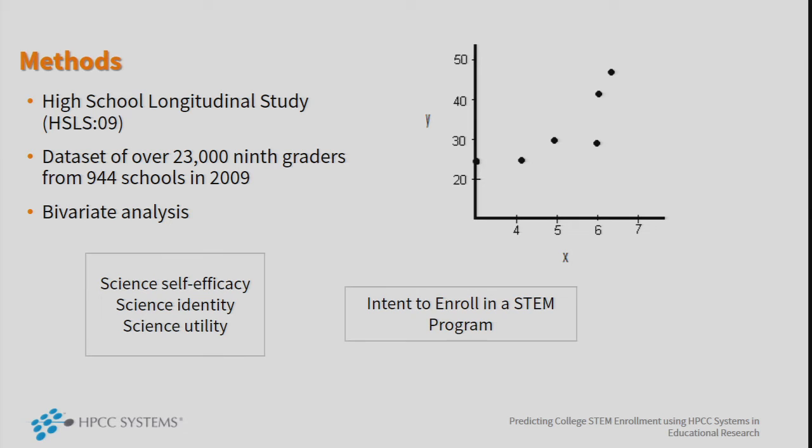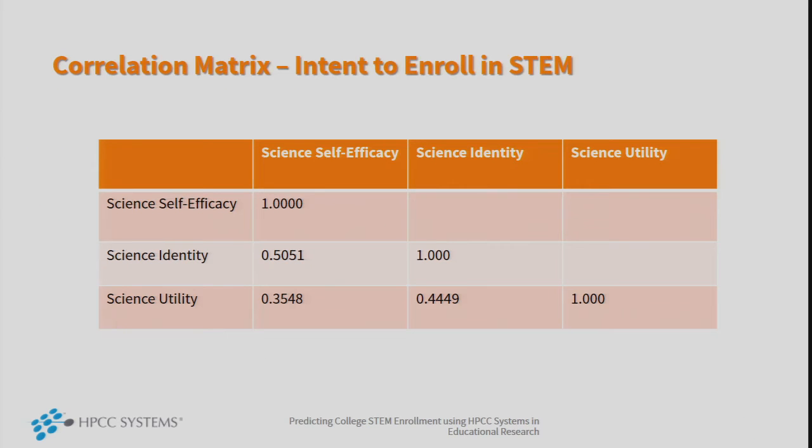So, like I said, the data set utilized in this study is the High School Longitudinal Study data set of 2009. It was from the ninth graders of 2009, and this is still an ongoing study. Longitudinal means that they are following up the students over a period of years. And so the data set is of over 23,000 ninth graders from 944 schools. A bivariate analysis was conducted for this study.